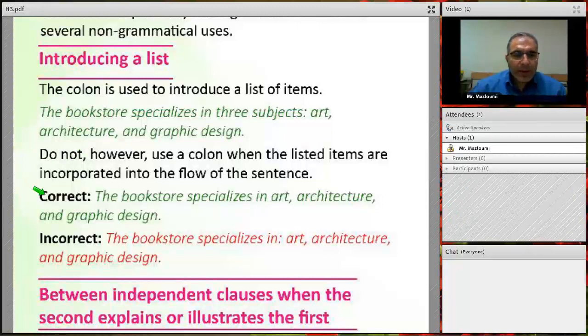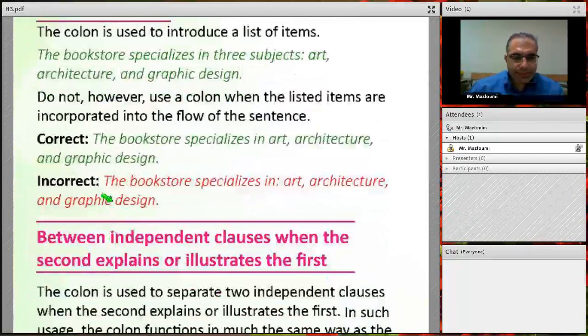Check it out. The bookstore specializes in art, architecture, and graphic design. You see, guys, we don't have any colons here. Why? Because the list art, architecture, and graphic design is part of our sentence. It has been incorporated into the rest of the flow of the sentence. So, to put it in a nutshell, whenever our list is part of our sentence, no colon is needed. It is wrong to use colons here.